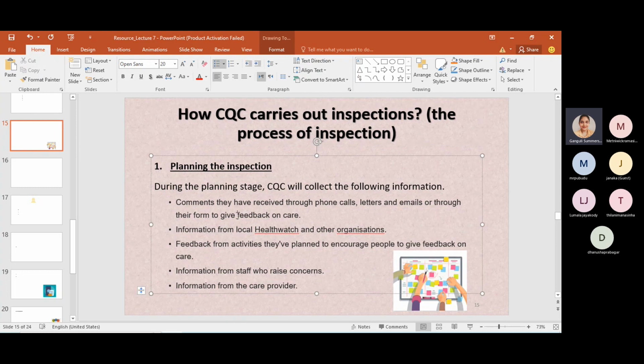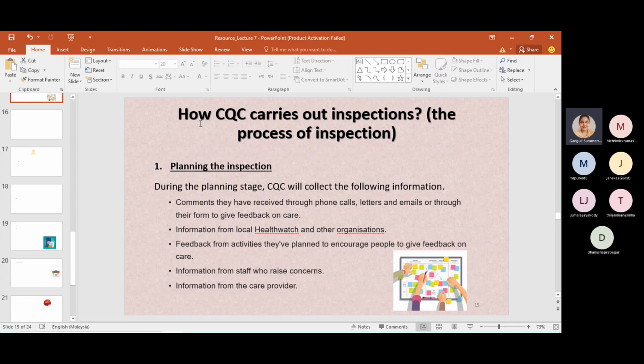The process that I'm going to teach you is valid only to the CQC, how CQC carries out inspections. We can break down the CQC inspection process into 4 steps, 4 stages.